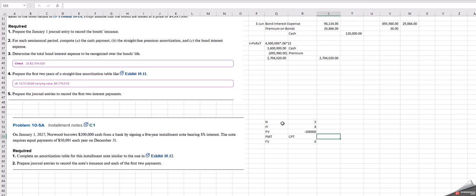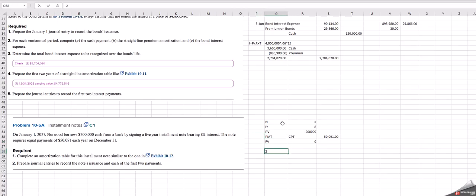So if I put those into my calculator, 5 is my N, 8 is my IY, 200,000, make it negative, is my present value, no future value on a loan, so zero that out, and then compute the payment. So we get $50,091. So we've confirmed what they show us there in the problem, so that's correct.